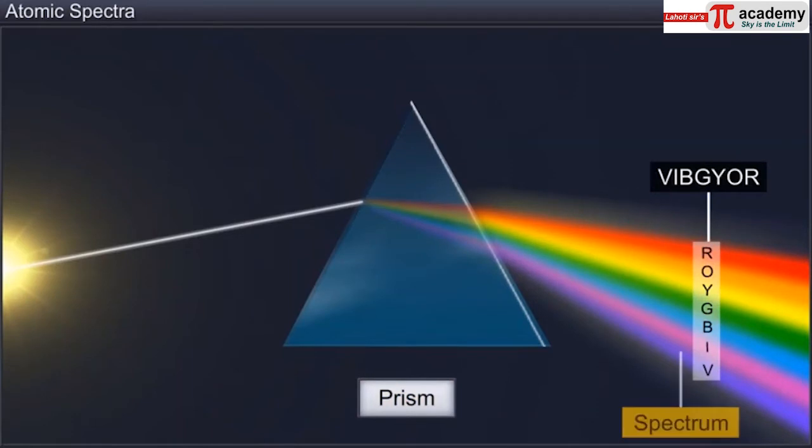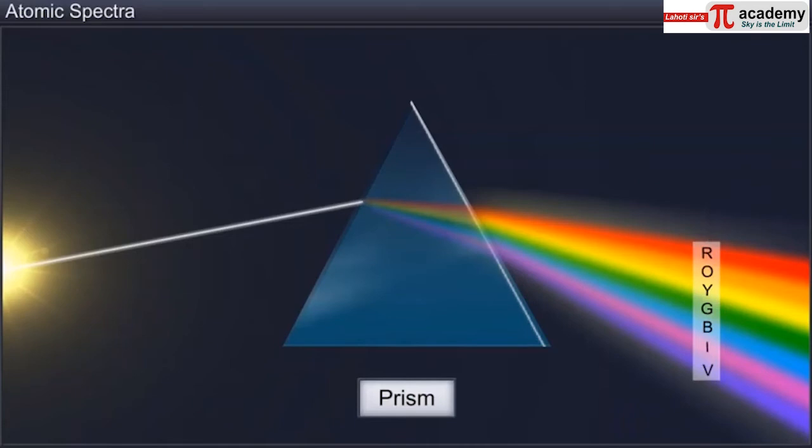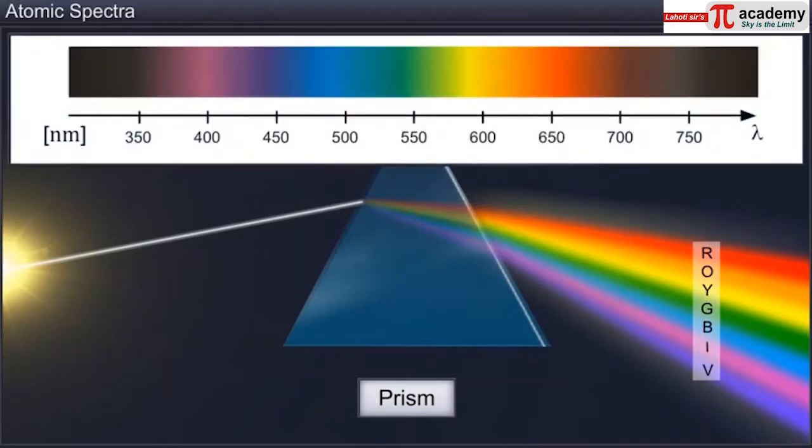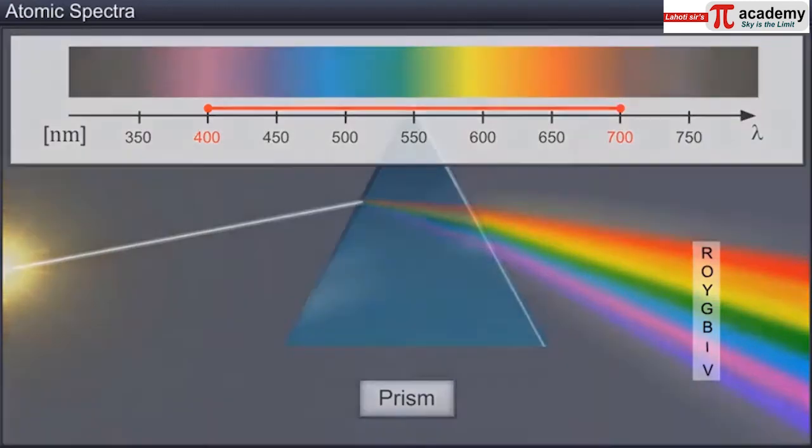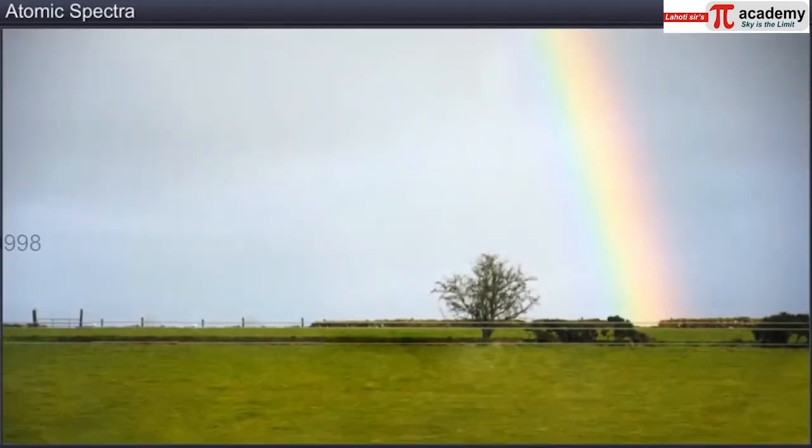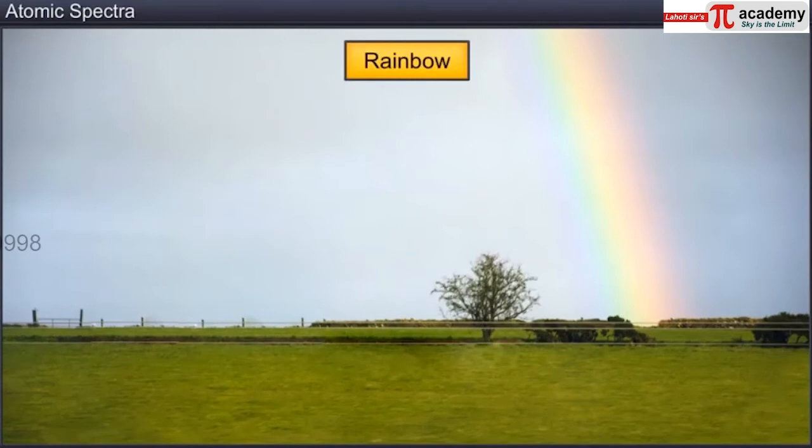This is called spectrum. It is observed that in a spectrum, the radiation with lower wavelength bends more than the radiation with higher wavelength. That is why we see violet with lower wavelength at 400 nanometers and red with higher wavelength at 700 nanometers in the spectrum. The most common example of a spectrum visible to naked eye is a rainbow, consisting of 7 colors that constitute the white light.